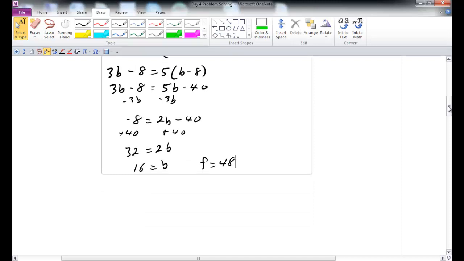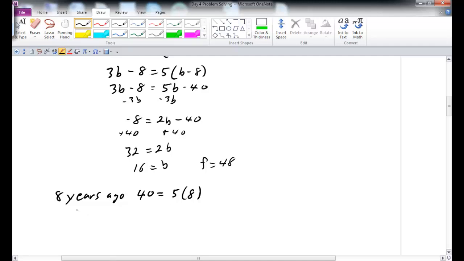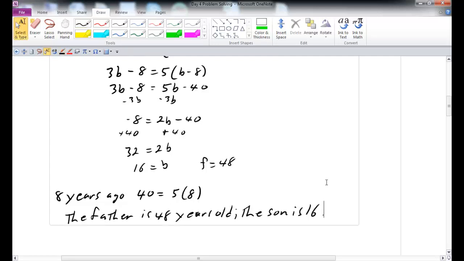8 years ago, the son would have been 8, and the father would have been 40, and that means the father would have been 5 times the son's age. So we know we've done it correctly. And so we finish with a sentence. The father is 48 years old, and the son is 16. Let's do another one.